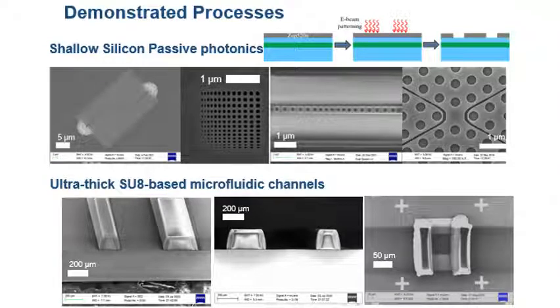Now I'll just quickly go through some of the processes that I have developed in-house using the tools that I mentioned earlier and some other standard tools which all the clean rooms have, like wet benches, spinners, hot plates, and all of those things. The first one, which is our main workhorse, is a shallow silicon passive photonic device process. I usually use a ZEP520 e-beam resist patterned by e-beam lithography. Once the mask is ready, then I will use this mask to transfer the pattern to the underlying silicon layer.